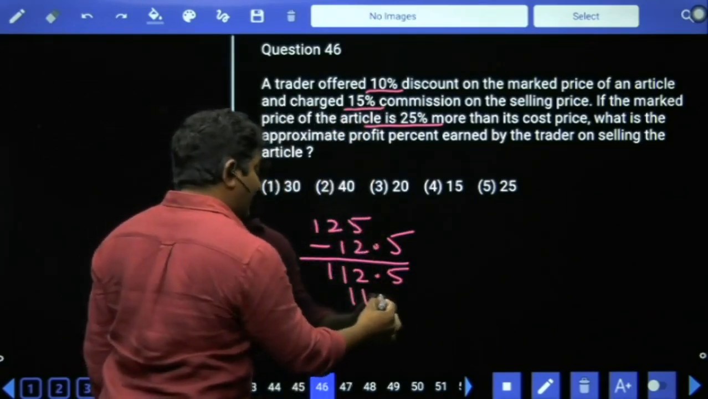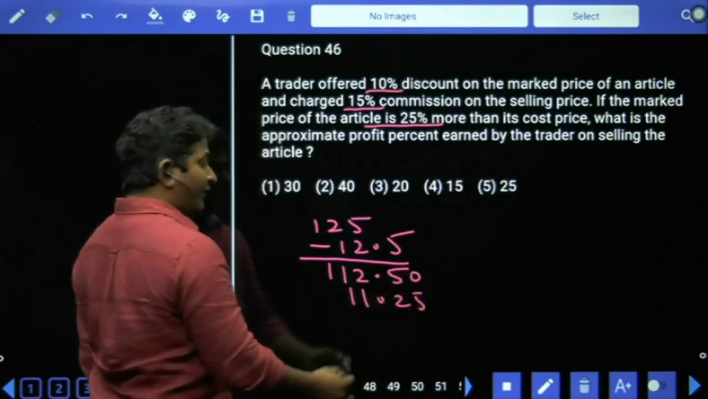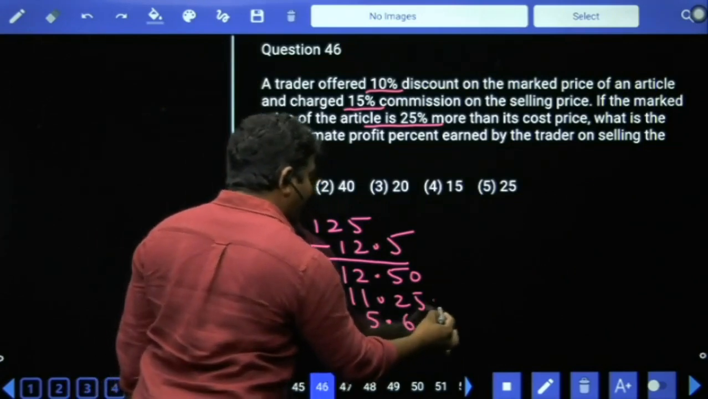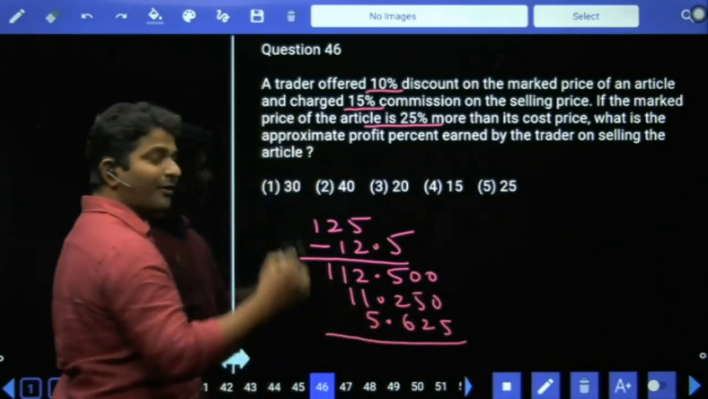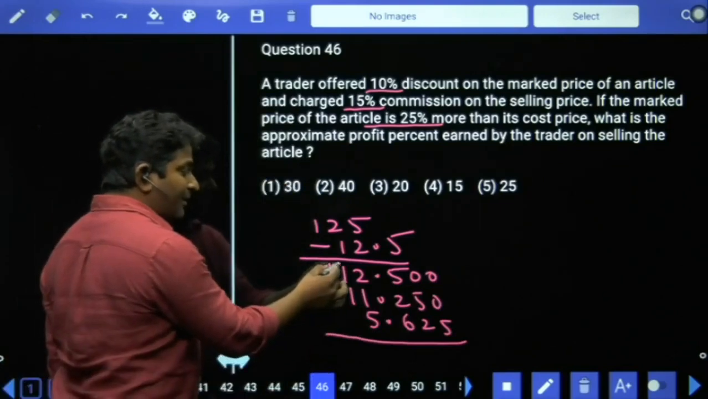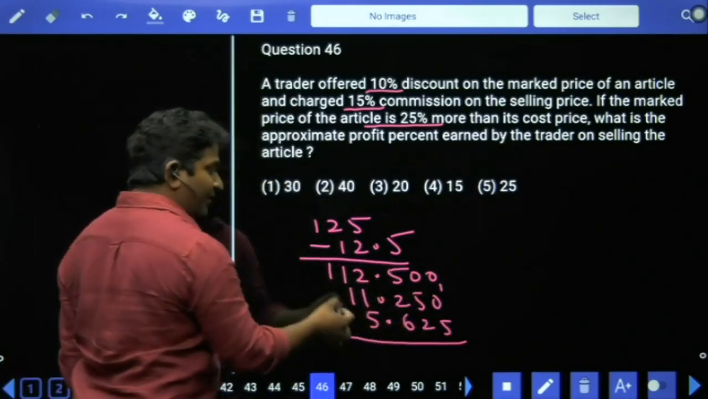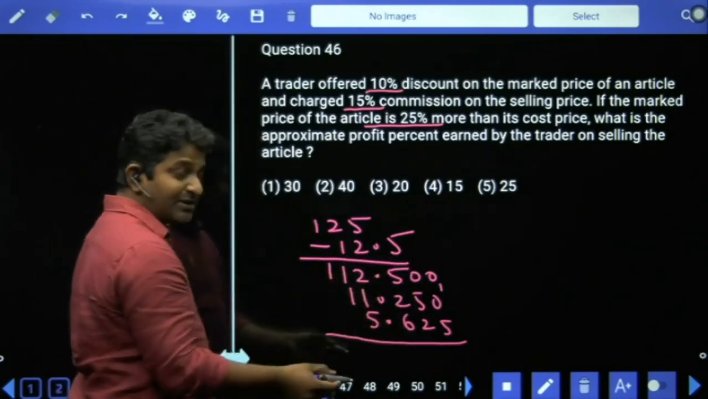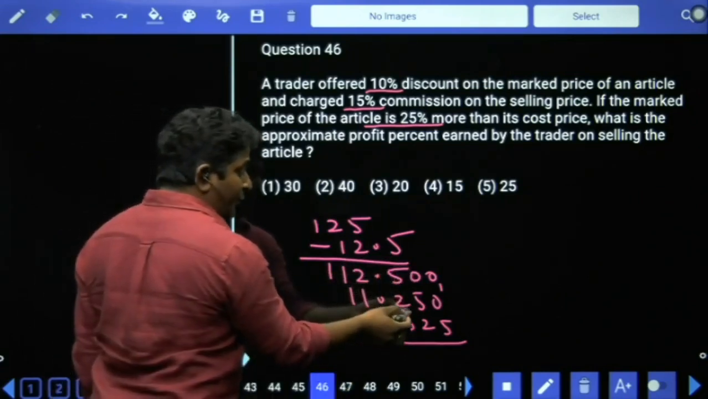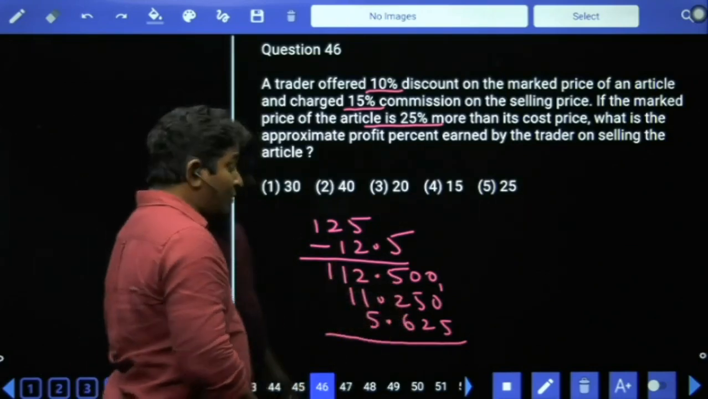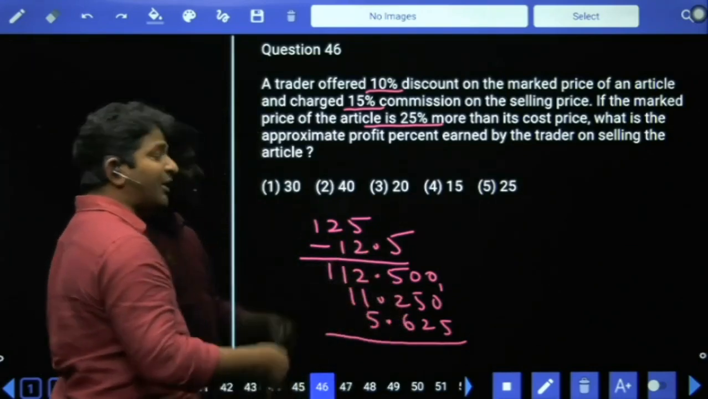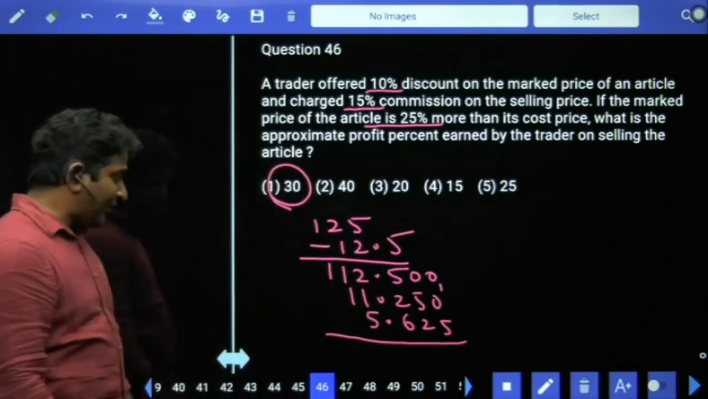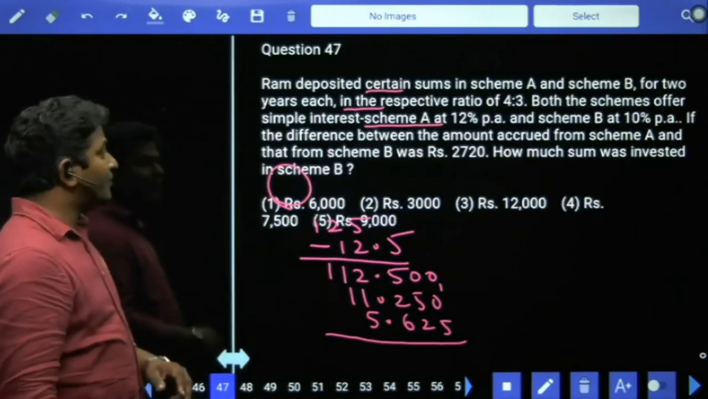And again, he is charging 15% commission. 10% is 11.25. 5% is half of this, that is 5.625. Anyway, you are asked to calculate approximate profit. So apart from 100%, whatever extra we have, that is what total profit only. 12 plus 11, 23, 23 plus 5, 28, and 0.5, 0.2, 0.6 is definitely more than 1. So 28 plus more than 1, that is 29. So the answer should be approximately 29. There is only one option, 30%, which is our final answer.